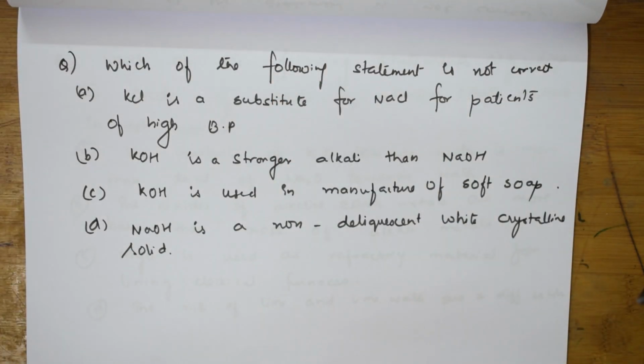Which of the following statements is not correct? Fine. What do they give me? KCl is a substitute for NaCl for patients of high blood pressure. Okay, not correct, I need to take out. Fine. The next one, this is correct, isn't it?